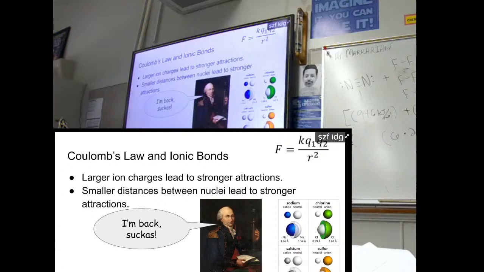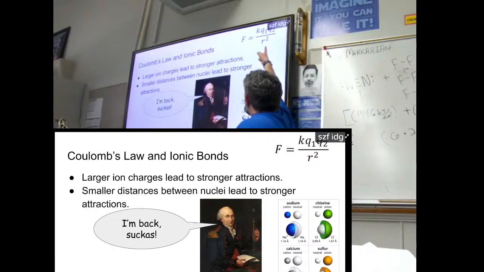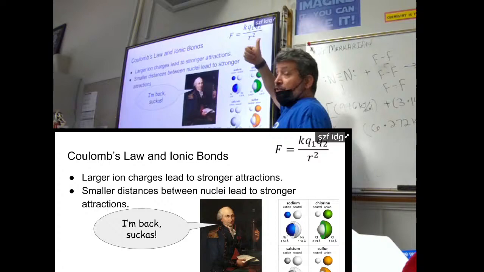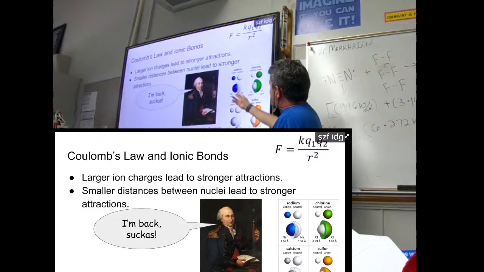So it says the smaller distances between the nuclei lead to stronger attractions. That goes back to what we were just saying. As they get closer together, the attraction is higher, and that's a function of the r. As that r gets smaller, the F gets bigger. It's more attracted. Force of attraction is F. So if I look at sodium and chlorine, chlorine is going to be a little bit bigger when it becomes the ion because it's grabbing electrons.